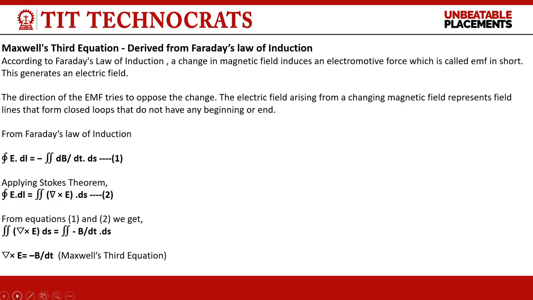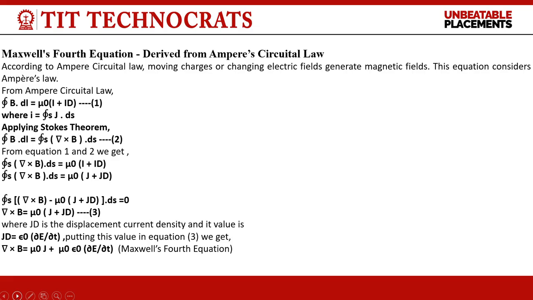Now Maxwell's third equation, which is derived from Faraday's law of induction, in which the closed integral of E dot dl is equal to minus double integration dB by dt dot ds, which is the first equation, and we get the second equation from applying the Stokes theorem. So from the first and second equations we get double integration del cross E dot ds is equal to double integration minus dB upon dt dot ds, which is Maxwell's third equation.